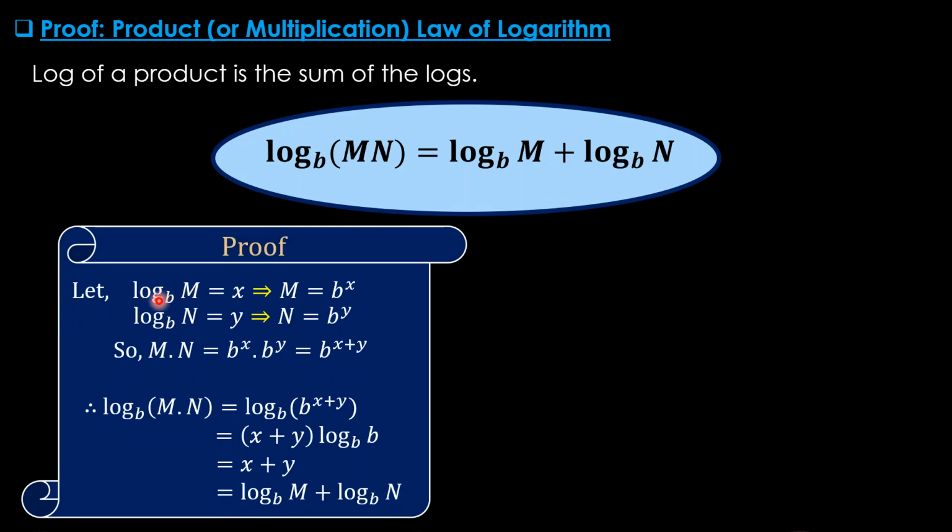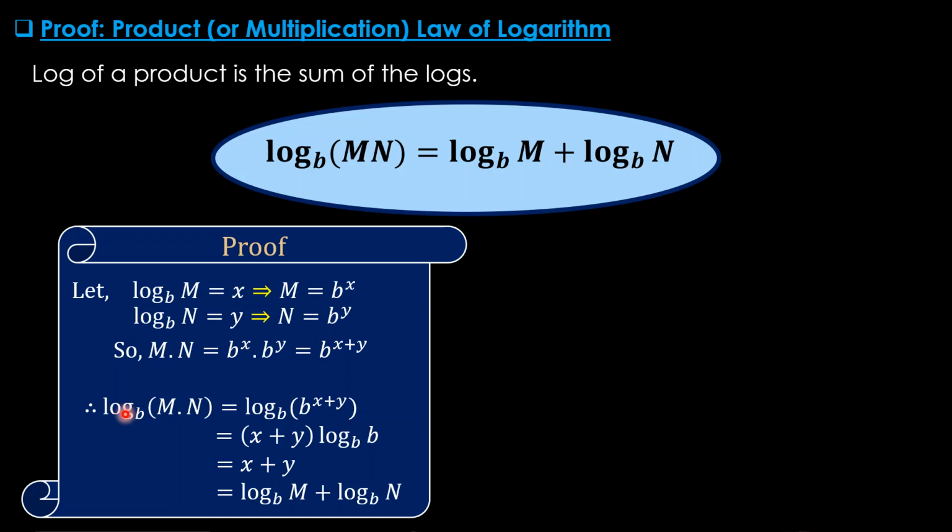Just consider log m to the base b equal to x. From this logarithmic relation we can find the exponential relation, so m equals b to the power x. And log n to the base b equal to y, so n equals b to the power y. Now if we multiply these two, mn equals b^x times b^y, which is b to the power x plus y.